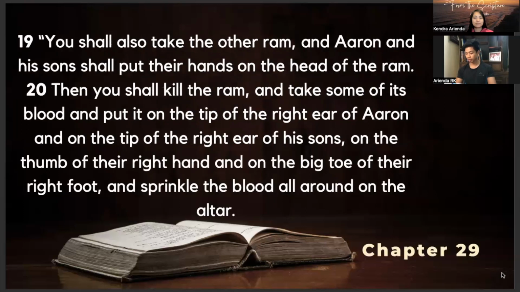You shall also take the other ram, and Aaron and his sons shall put their hands on the head of the ram. Then you shall kill the ram, and take some of its blood, and put it on the tip of the right ear of Aaron, and on the tip of the right ear of his sons, on the thumb of their right hand, and on the big toe of their right foot, and sprinkle the blood all around the altar.